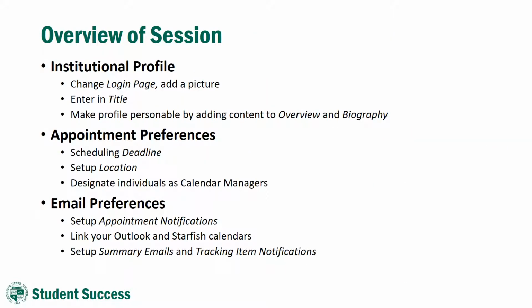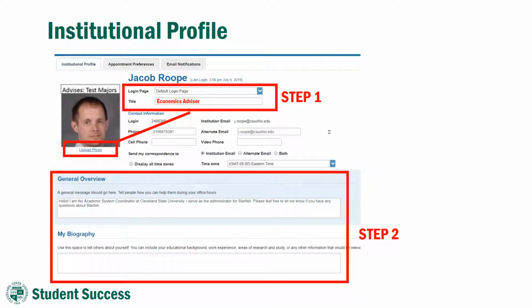In this session, we will be learning how to set up your institutional profile, appointment preferences, and email preferences. We will first discuss your institutional profile. You can get to your institutional profile by selecting the Options button, your name, and then Institutional Profile. Once you're in Institutional Profile, we recommend that you complete the following steps.